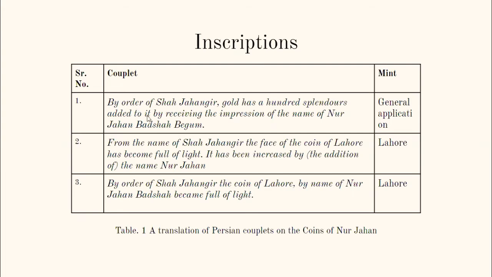So the first couplet, if you see, reads: by order of Shah Jahangir, gold has 100 splendors added to it by receiving the impression of the name of Nur Jahan Badshah Begum. Second couplet: from the name of Shah Jahangir, the face of the coin of Lahore has become full of light. It has been increased by the addition of the name of Nur Jahan. And third couplet: by order of Shah Jahangir, the coin of Lahore by name of Nur Jahan Badshah became full of light. So all of these couplets have one thing in common, that is they start by the name of Shah Jahangir or King Jahangir, and then we talk about Nur Jahan as Badshah Begum.